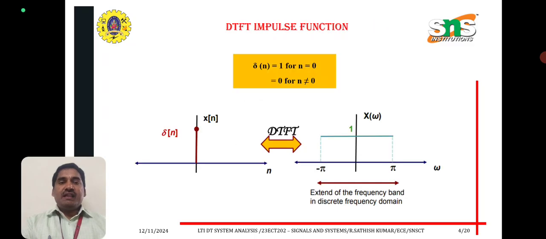This is the DTFT of the impulse function. Delta of n is equal to 1 for n is equal to 0, and 0 for n not equal to 0. While taking it from the impulse response, we can get the DTFT of the impulse response. We can get the frequency response X of omega with respect to omega from minus pi to plus pi.